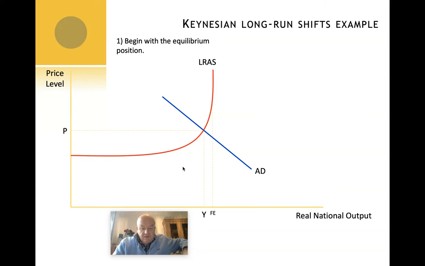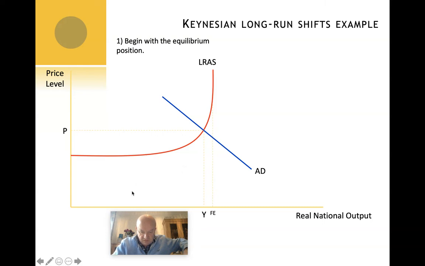Okay, so we've hopefully got a reasonable understanding now of aggregate demand and how that causes changes in long run aggregate supply too. But let's take a look at, if we're in the long run, how the Keynesian long run aggregate supply curve might shift.